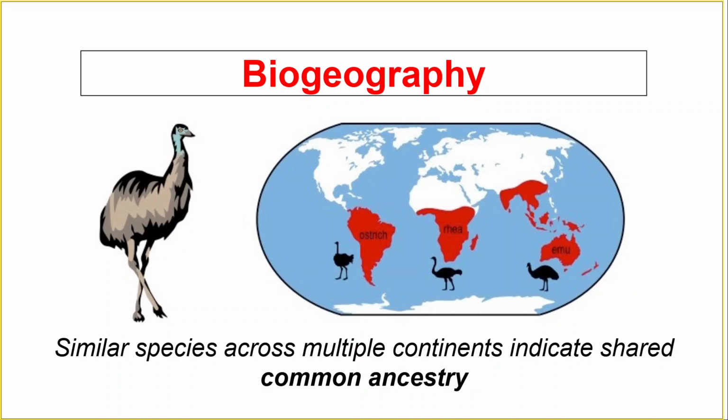So what happens is similar species across multiple continents tend to indicate common ancestry. So there's the ostrich or the nandu in South America. There's the rhea in Africa. There's the emu in Australia. All of these are large flightless birds that mainly use their legs to attack. This shows us that they might have been connected at some point by some animal that was able to get to all of these different continents.